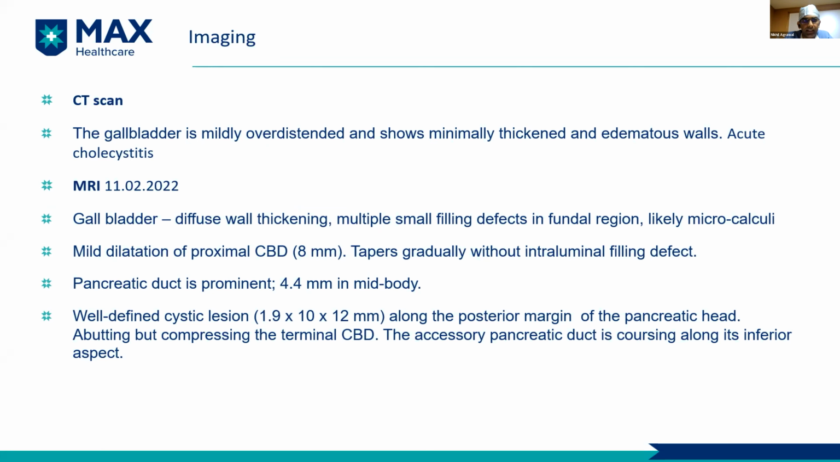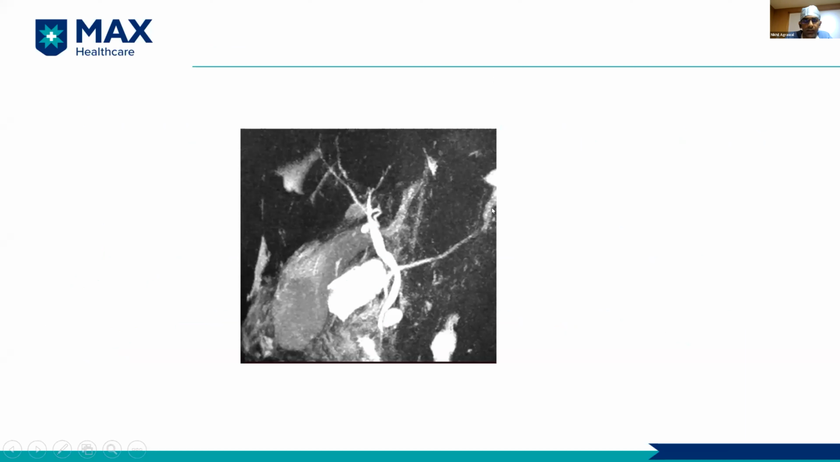Then the CBD was mildly dilated and she underwent an MRI. It was MRCP actually, and the MRCP, apart from acute cholecystitis and mildly dilated CBD, showed a well-defined cystic lesion along the posterior margin of the pancreatic head, and it was abutting the terminal CBD. The accessory pancreatic duct was coursing along the lesion, but not inside it, along its inferior aspect. So this is the MRCP image. I'll show you some more images.